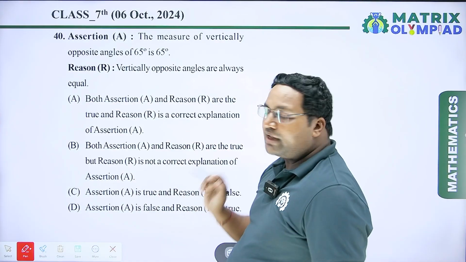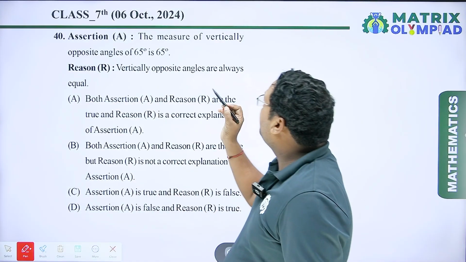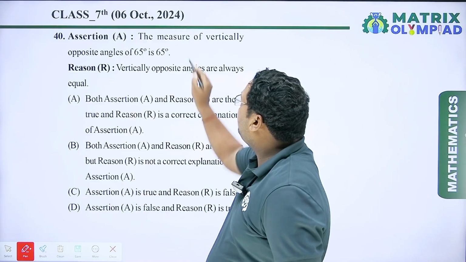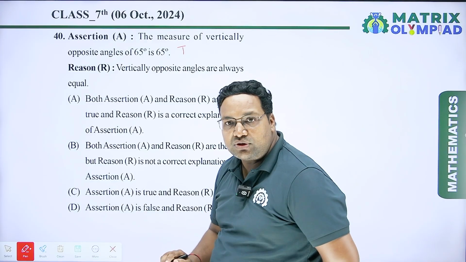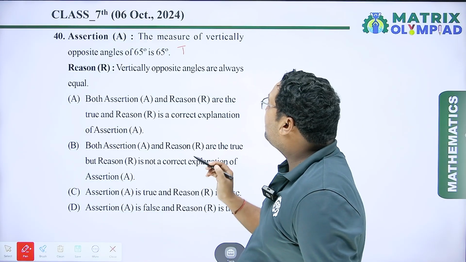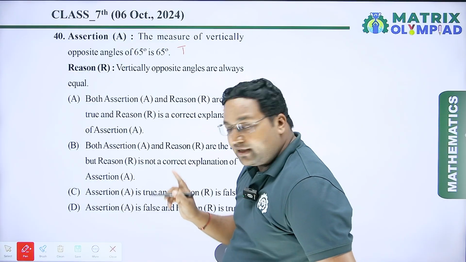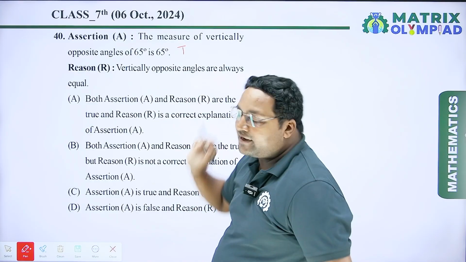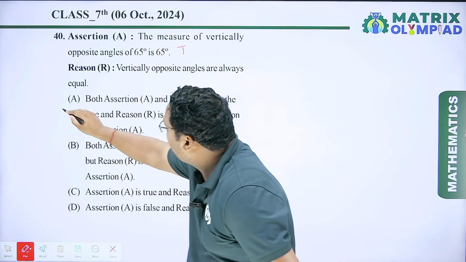Next is question number 40, that is, the measure of vertically opposite angles of 65 degrees is 65 degrees. So it is a true statement. Next reason is vertically opposite angles are always equal. Yes, it is also true, and this reason is the explanation of assertion A. So the correct option is A.